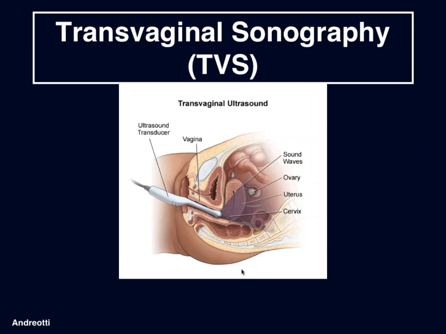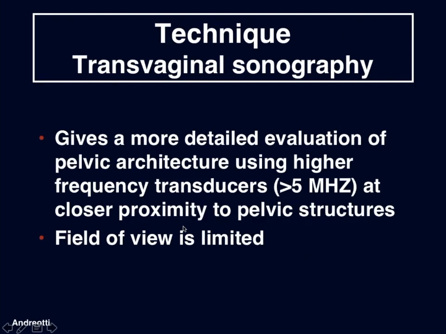So moving on to transvaginal sonography, we can see a drawing of the transvaginal probe in the vagina with the organs above the transvaginal probe that we will be imaging, uterus and ovary, and then here's the bladder. So transvaginal sonography gives a more detailed evaluation of pelvic architecture using higher frequency transducers, usually greater than 5 megahertz, at closer proximity to pelvic structures. But the field of view is limited.